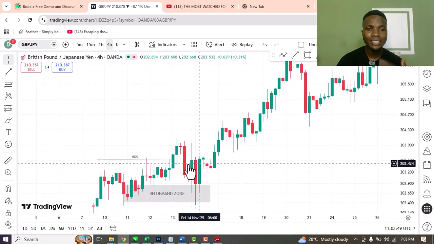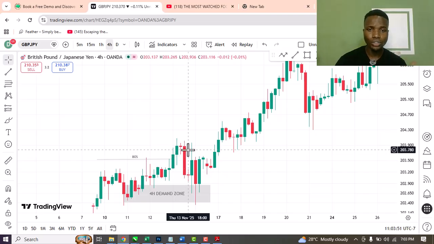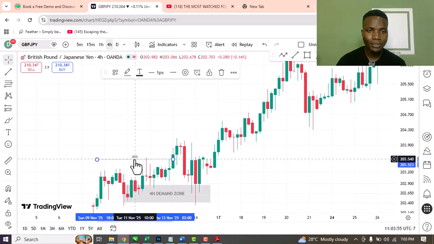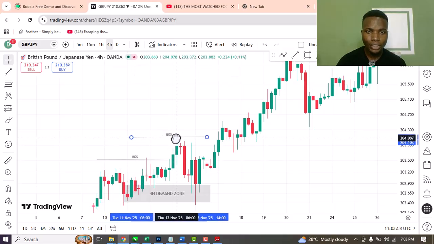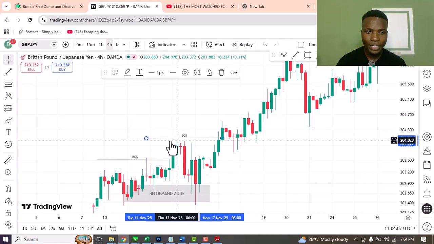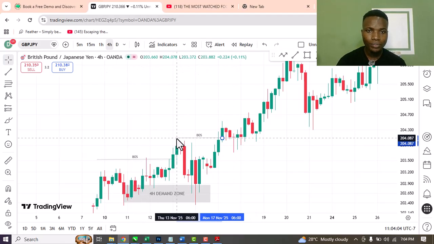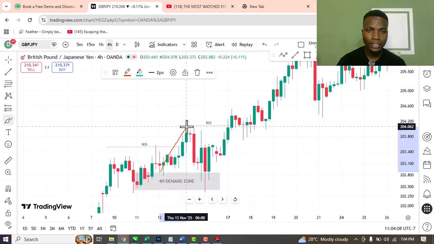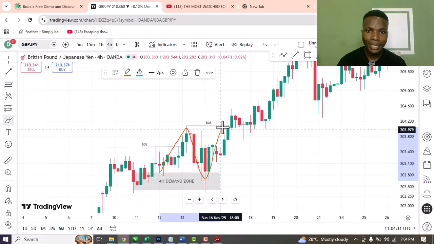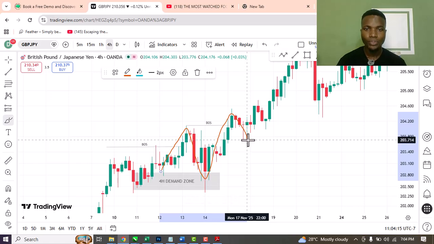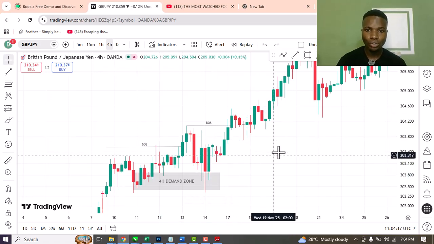So where is our next break of structure to the upside? Our next break of structure to the upside is this. So I'm simply going to mark it like this, because we can see that this green candle closed above here. So this is our higher high, higher low. This is our next higher high. Then where is our next higher low? This is our next higher low. But I'm going to explain this zone as well for you.